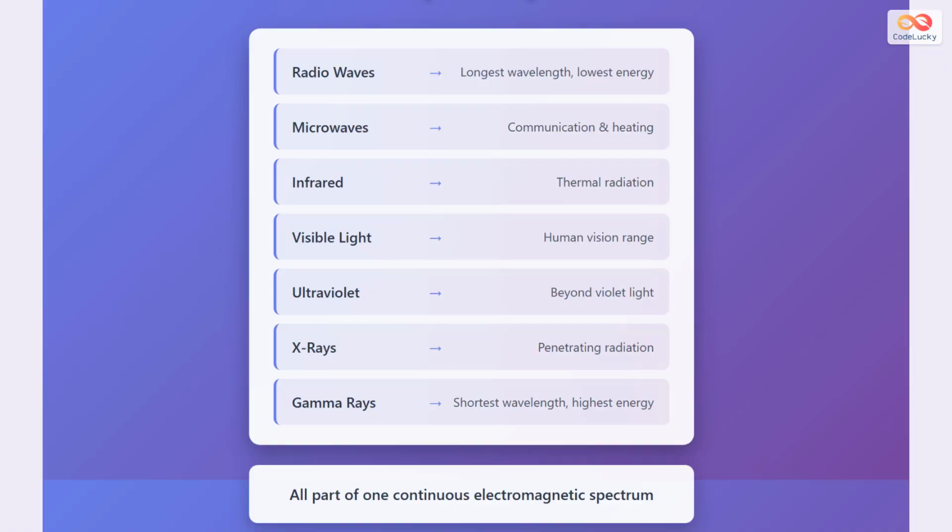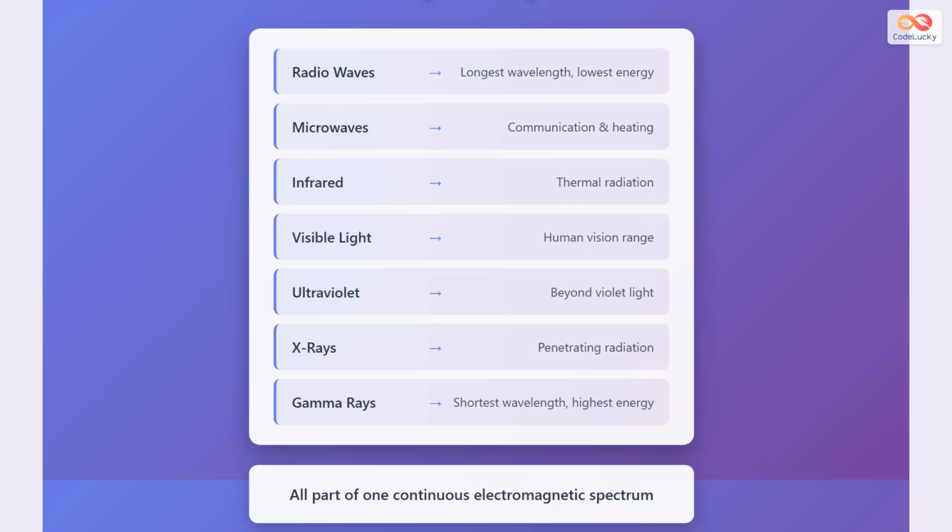Let's review the complete electromagnetic spectrum in order. Starting with the longest wavelengths and lowest energy, we have radio waves, then microwaves used for communication and heating, followed by infrared, which is thermal radiation. In the middle is visible light, the only range humans can see. Beyond that is ultraviolet, which lies beyond violet light. Then come X-rays, which are penetrating radiation, and finally gamma rays with the shortest wavelengths and highest energy.